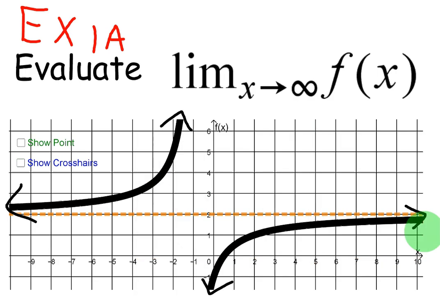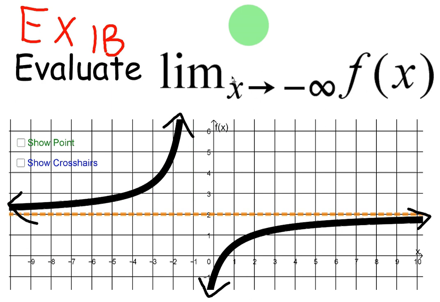By the way, let's go ahead and just answer this. So the answer for our question for as x approaches positive infinity is going to be 2. That's going to be our limit value. Okay, so what happens when x approaches negative infinity of f of x? What would the limit be?